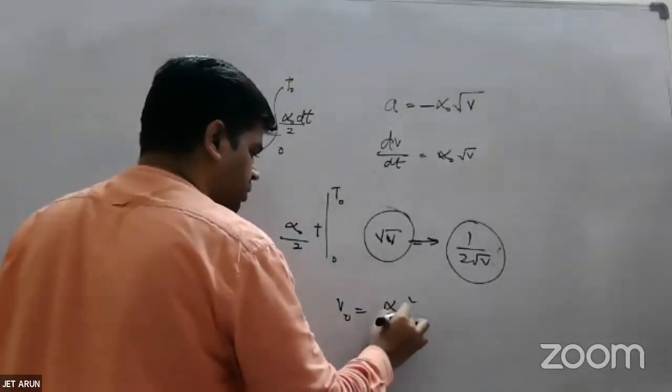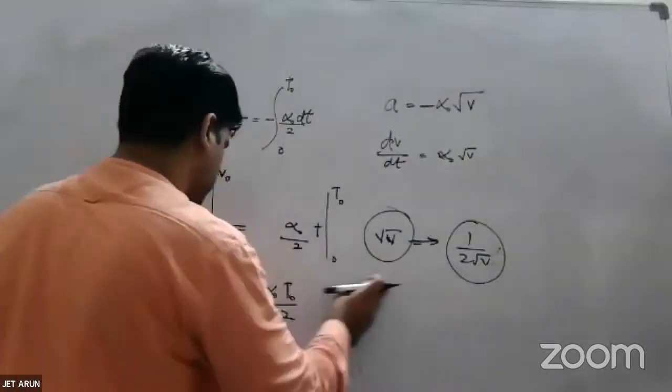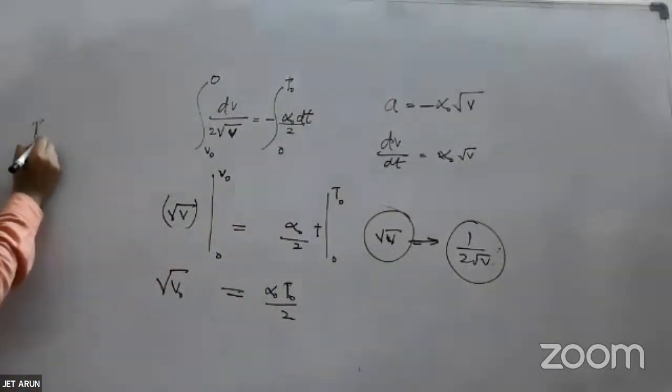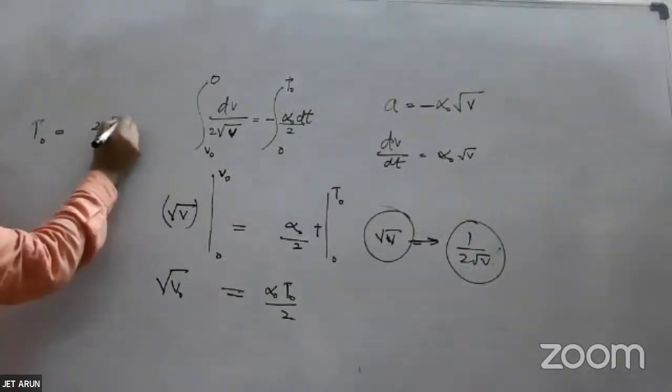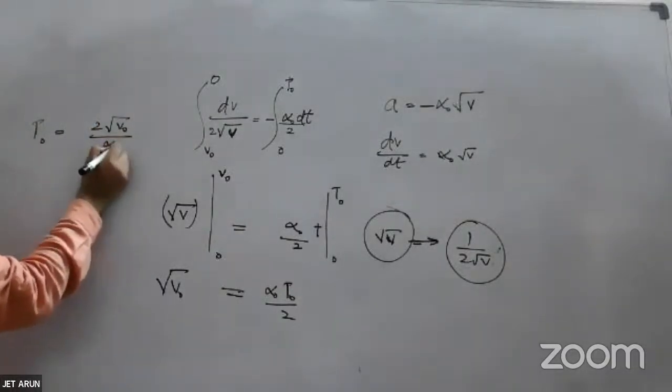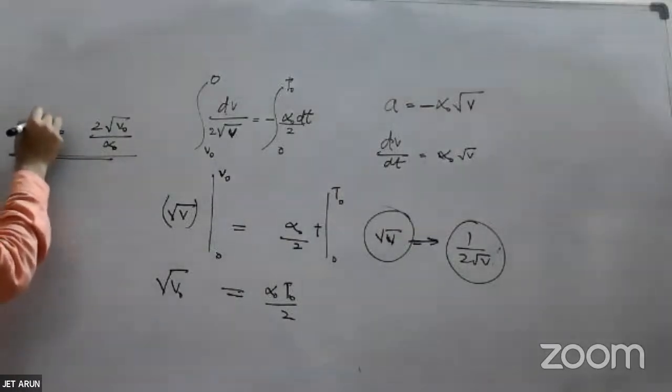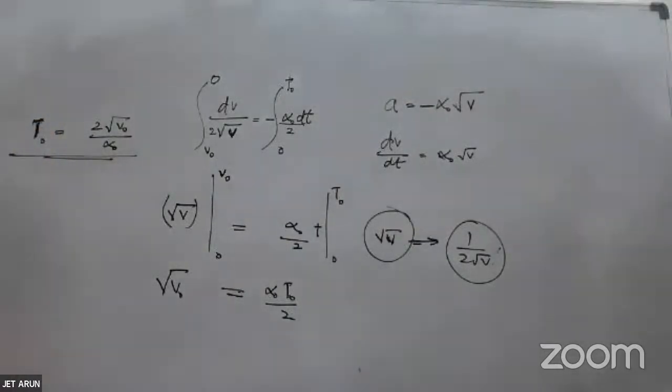alpha square. Oh, I need time. So I'll get t naught is equal to 2 root v naught by alpha naught. So that's the time it takes for the particle to stop.